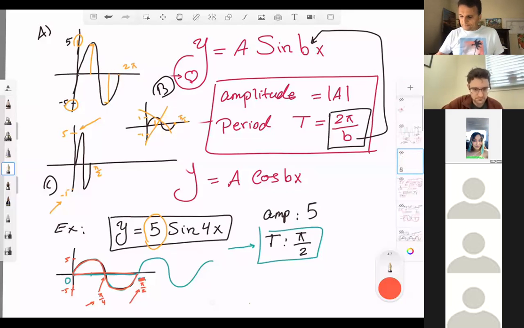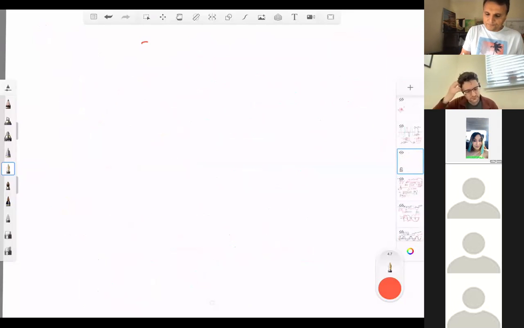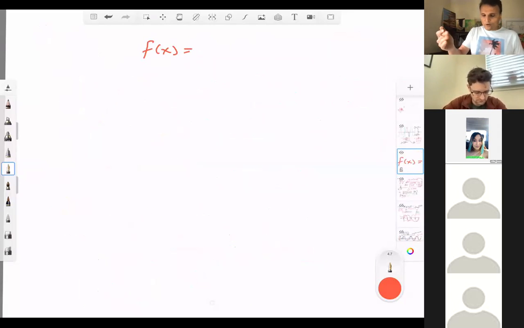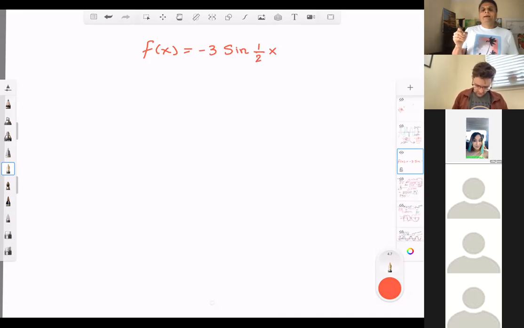So let's have another question. f of x, so don't freak out. f of x is the same as y equal to -3 sine of 1/2 x. If I ask you to graph it, you just look at the graphing calculator or put it in the computer, and you see a beautiful graph. My question is, what is the amplitude and what is the period of this graph?